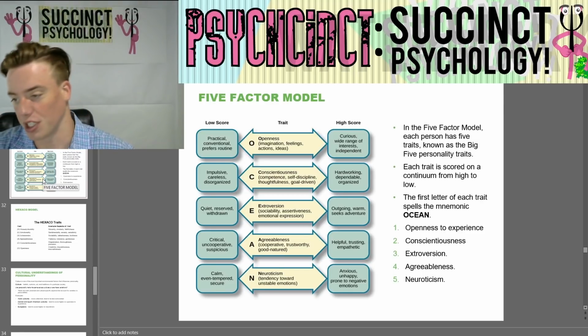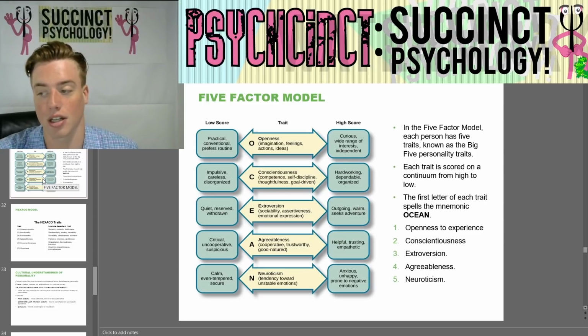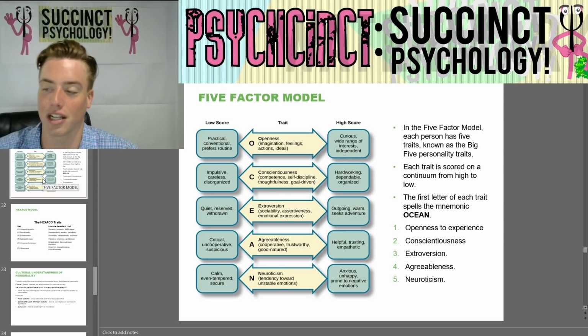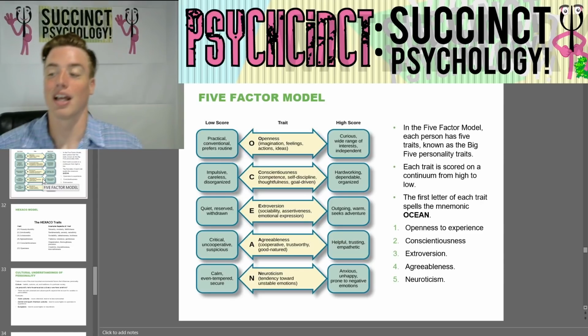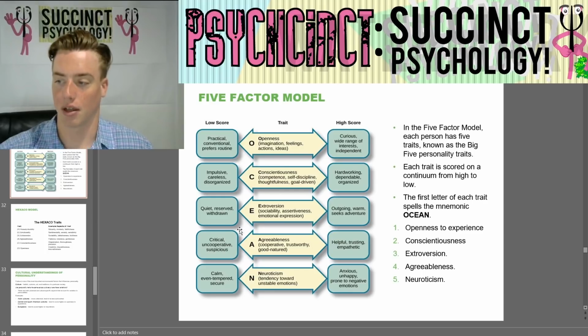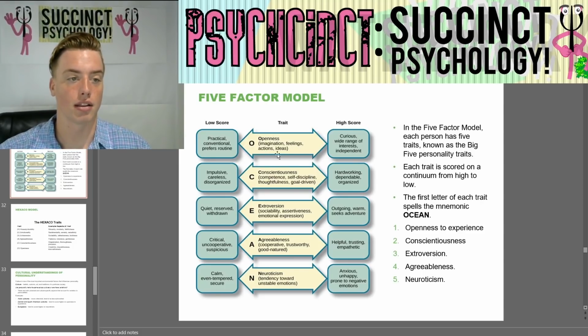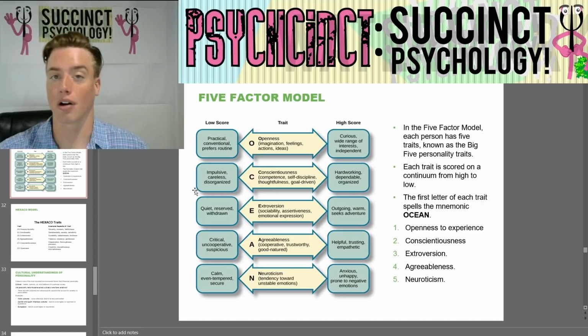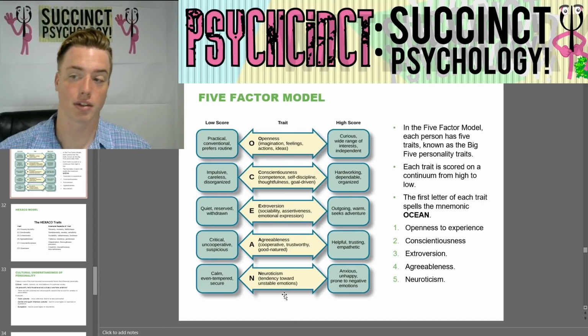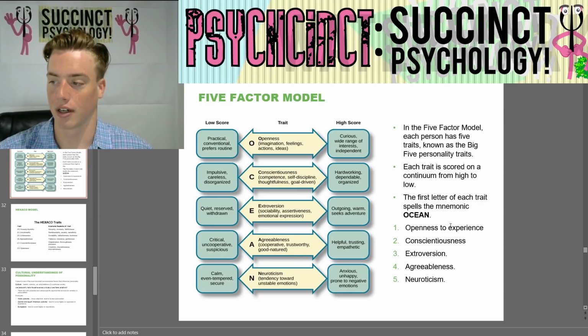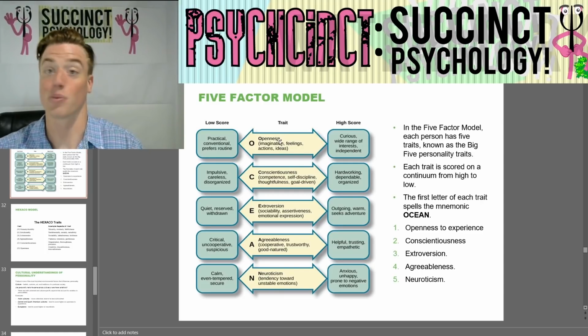So, OCEAN: openness to experience, conscientiousness, extroversion, agreeableness, and neuroticism. It's hard for me to say that word, extroversion. So, going down the mnemonic, and remember, I think it was in the last chapter we talked about learning and how helpful mnemonics are for memorizing this kind of stuff. So if you need to memorize the 5-factor model, remember OCEAN, the first letter of each trait, because openness to experience is one word.